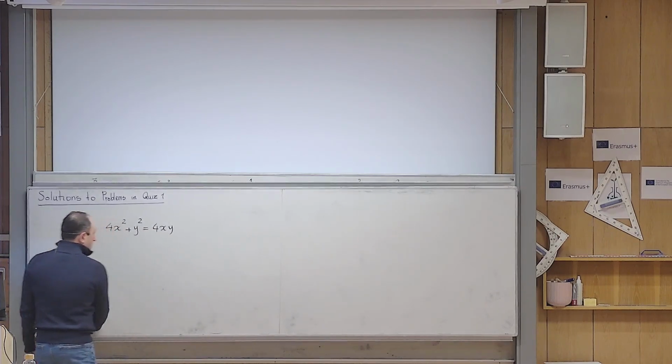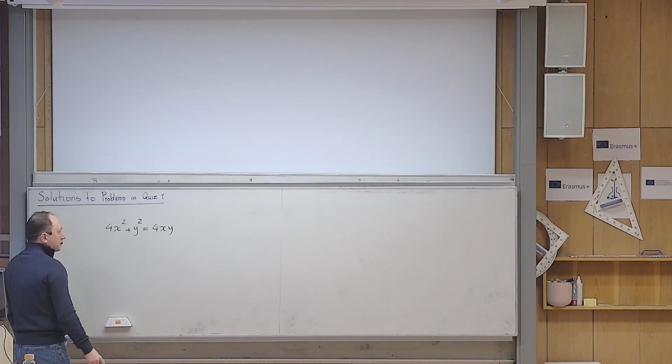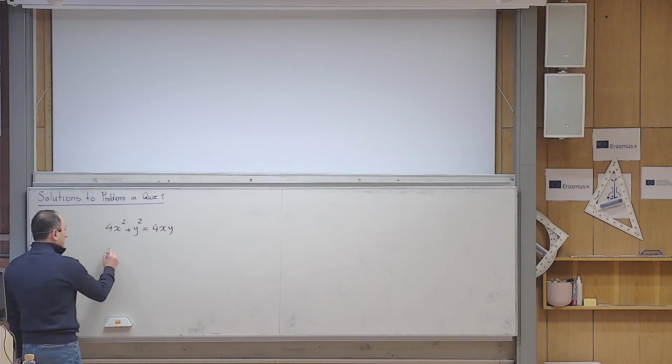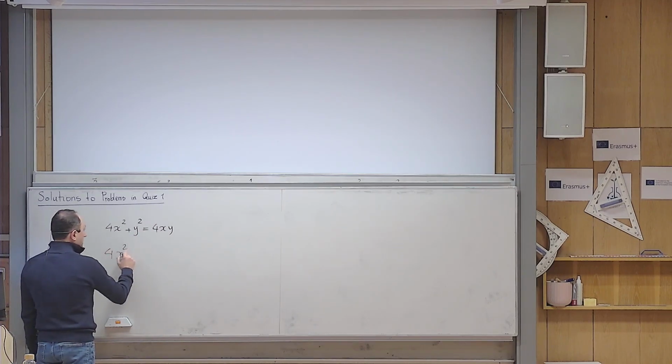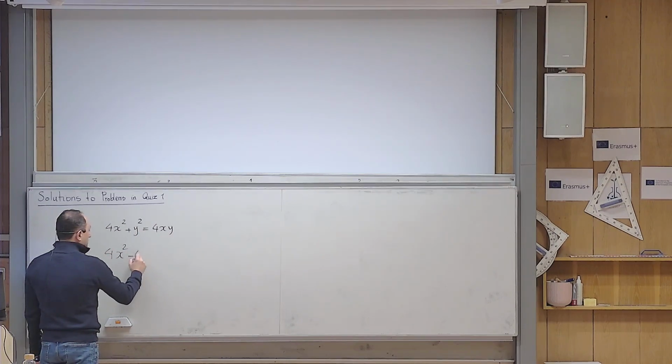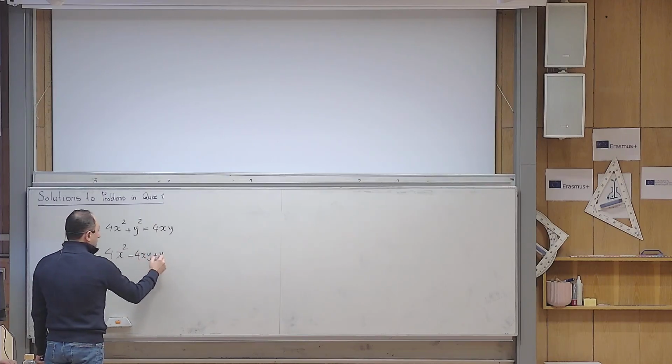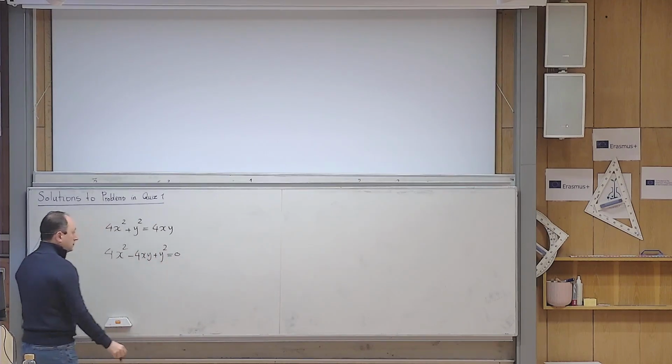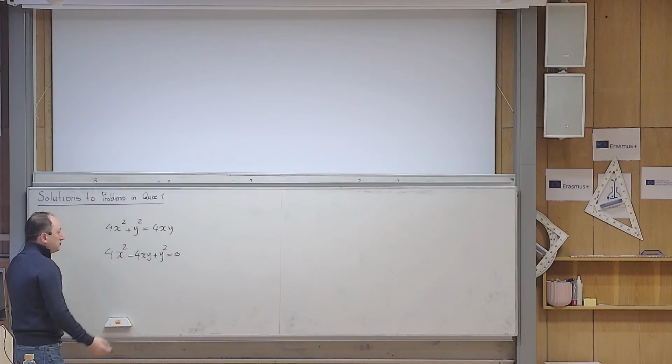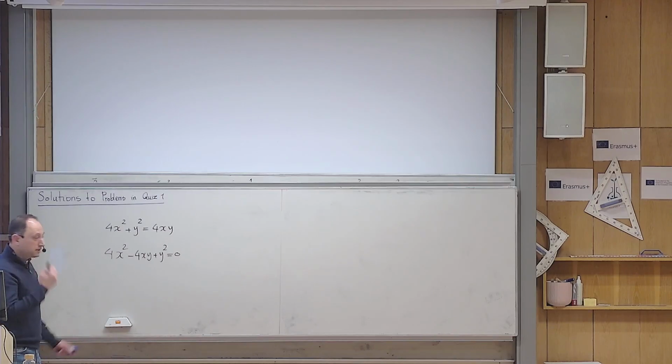So, the only trick in this problem is to move this to the left. Okay, so then what happens? It becomes 4x squared, this becomes minus 4xy plus y squared is equal to 0. And I don't know, many of you didn't see this squaring rule immediately. That is a squaring rule, isn't it? Factorization of a square.